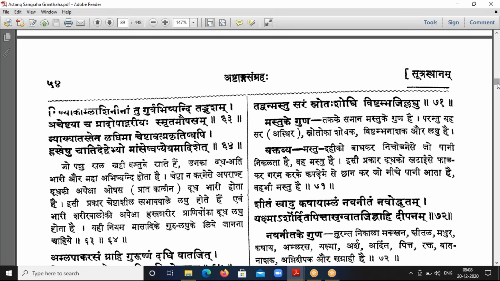Then many other things which are kshira vikriti, they are also going to be discussed. We call it Kshira Vikriti or something like that. So next we will find Dadhi.